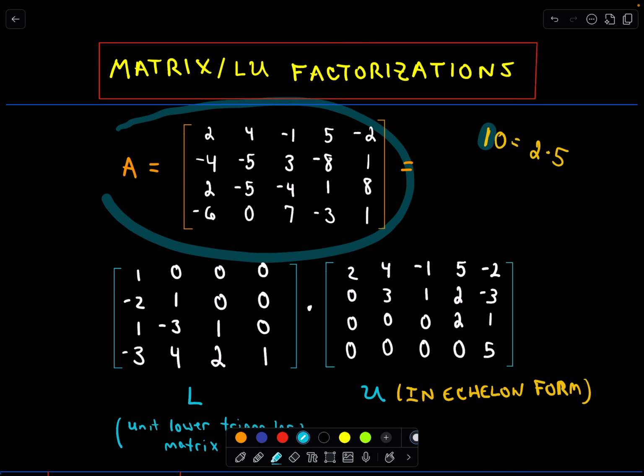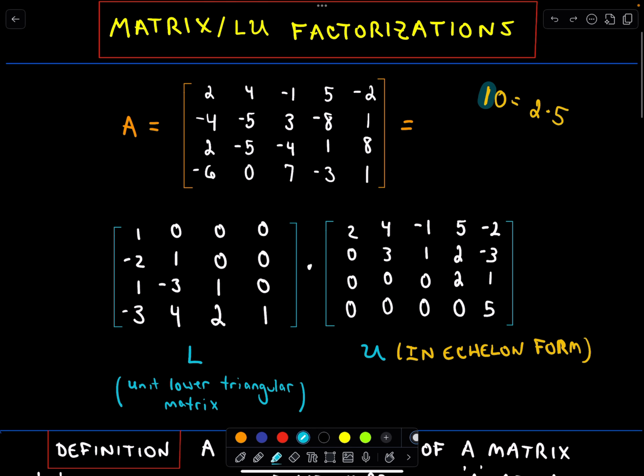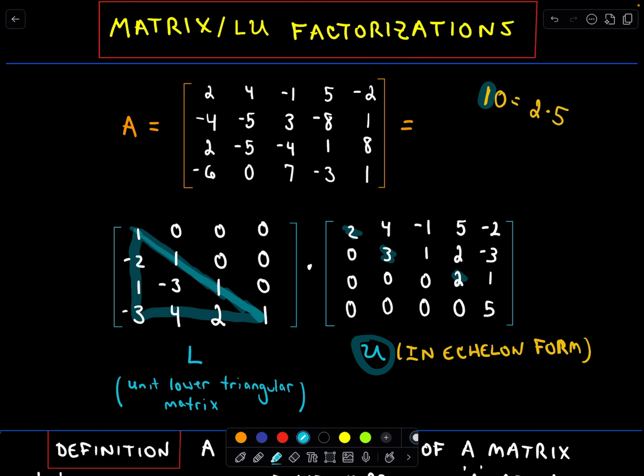I've got some matrix, and in certain cases, we can write it as a product of two new matrices, and those two new matrices have some special properties. The matrix on the left is going to be a lower triangular matrix, and in particular, a unit lower triangular matrix. So along the diagonal, we have all of these ones. That's multiplied by another matrix U, which is simply in echelon form.